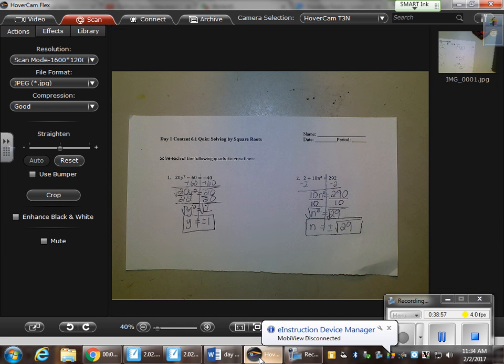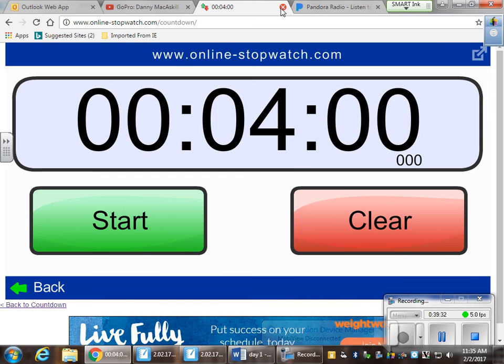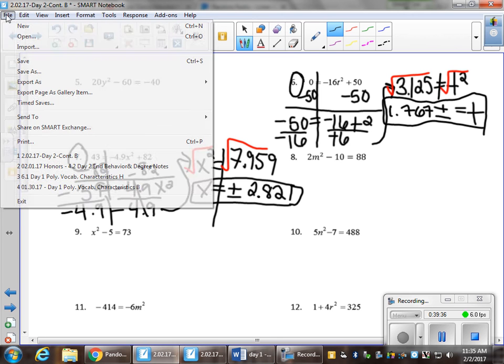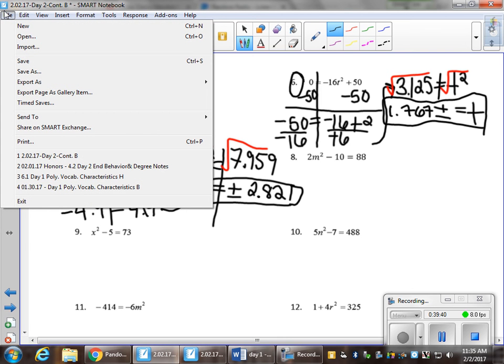What is this worksheet called? Quadratics in the real world? Are you all done? Make sure you finish it at home, okay?